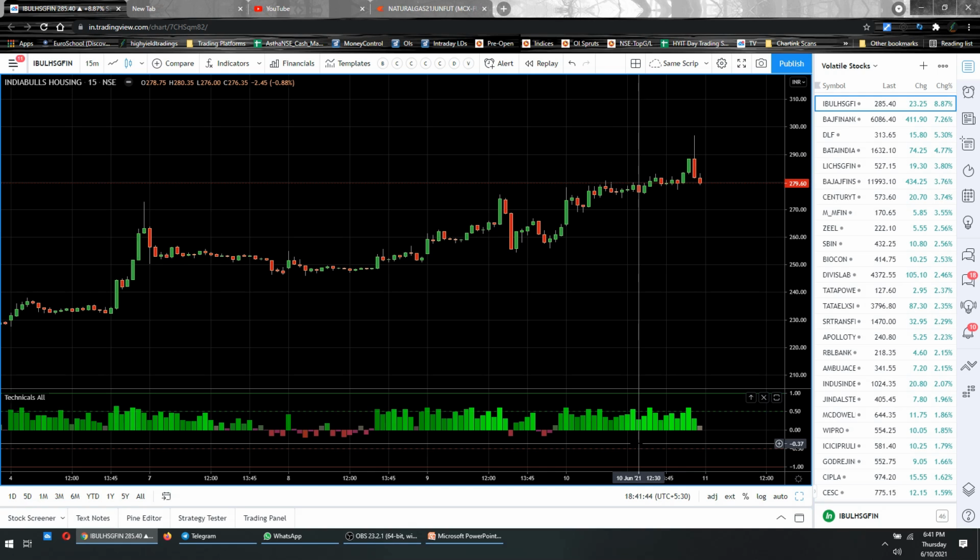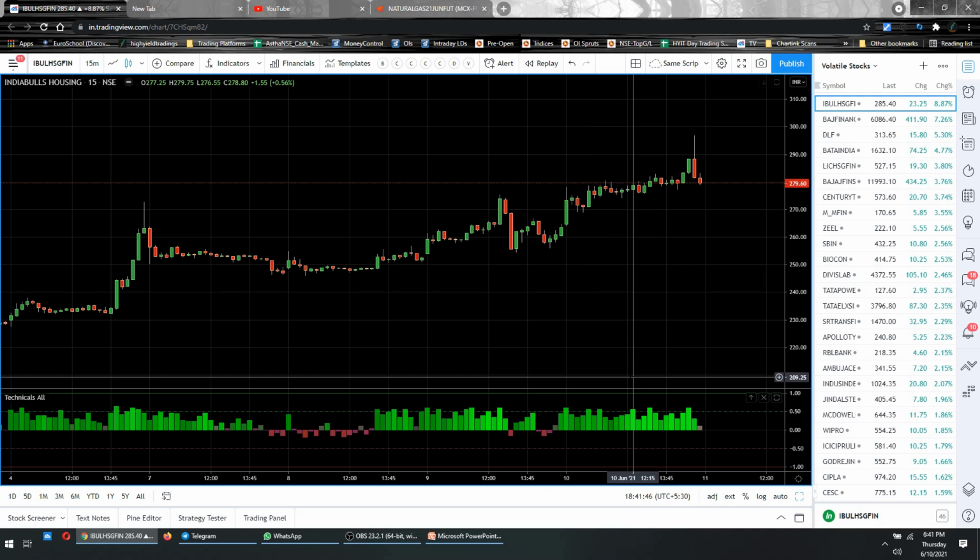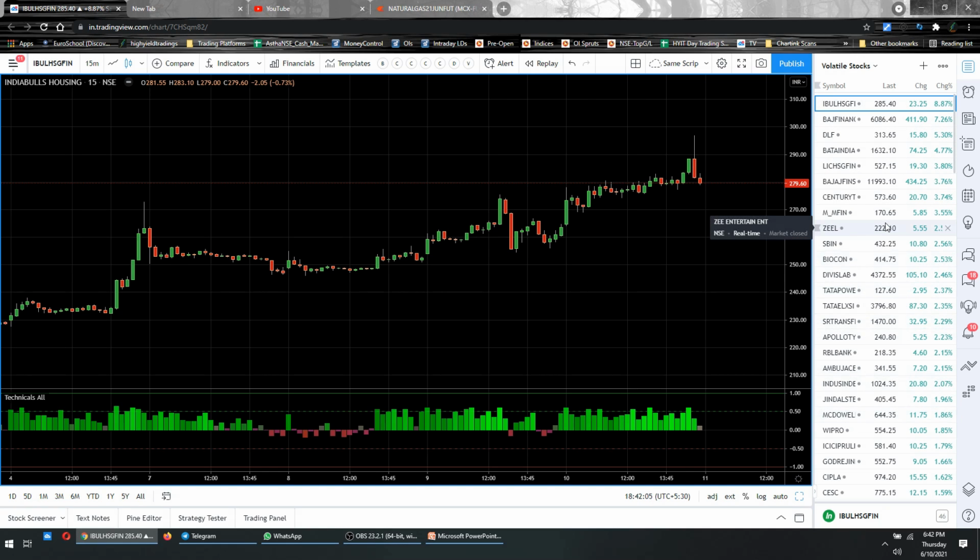Let's take today's example, 10th of June 2021. On the right hand side, you have all the scripts which are highly volatile. This is my list which I follow every now and then. As you can see here, I have named it volatile stocks, because most of the time these scripts are volatile. Let's go one after the other, and we will discuss around 4 to 5 scripts, and I will explain what needs to be done and how the technical ratings indicator needs to be traded.